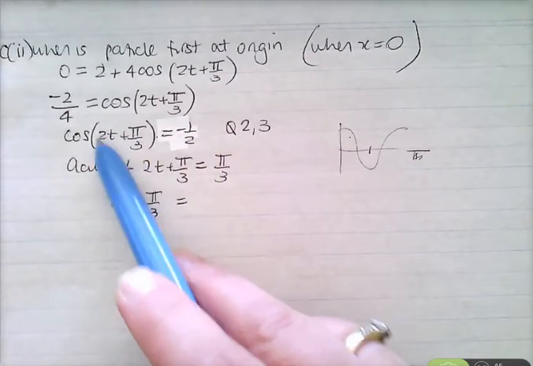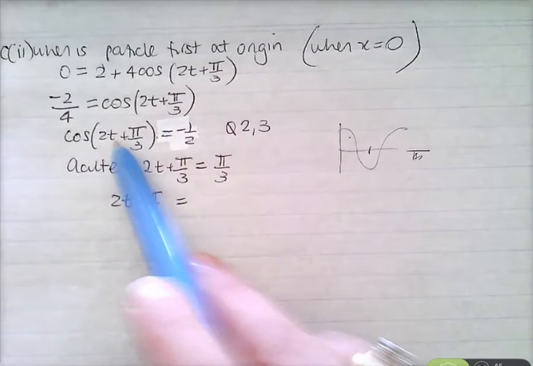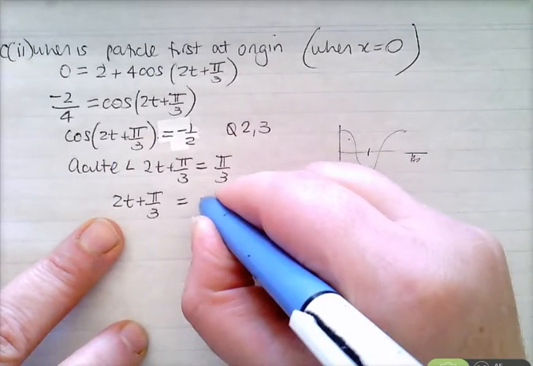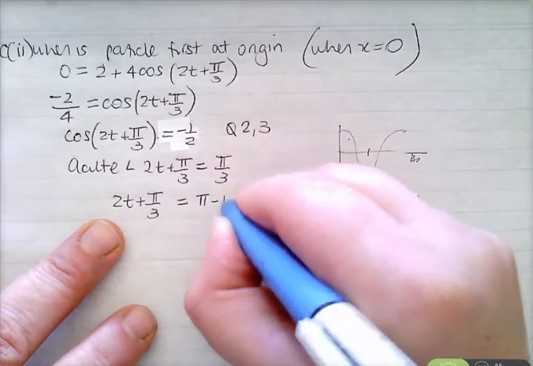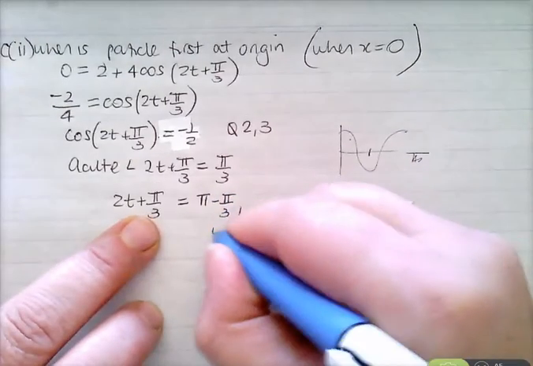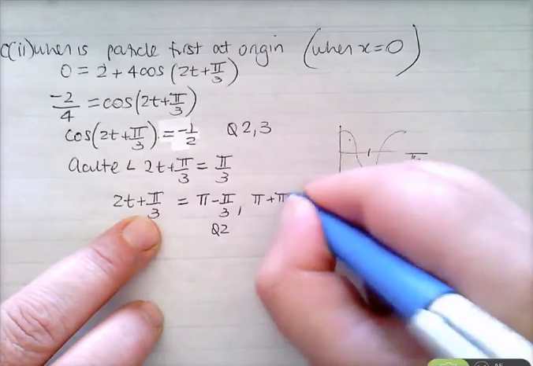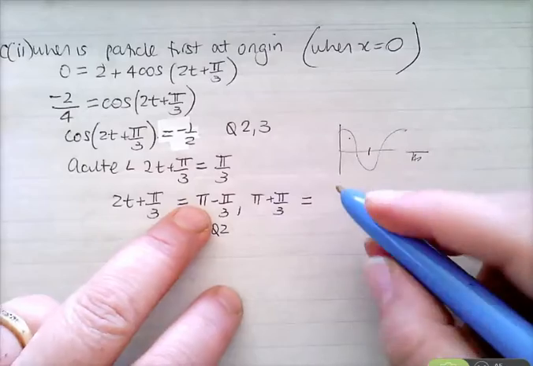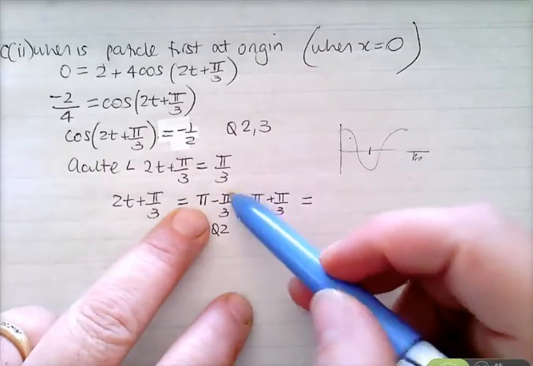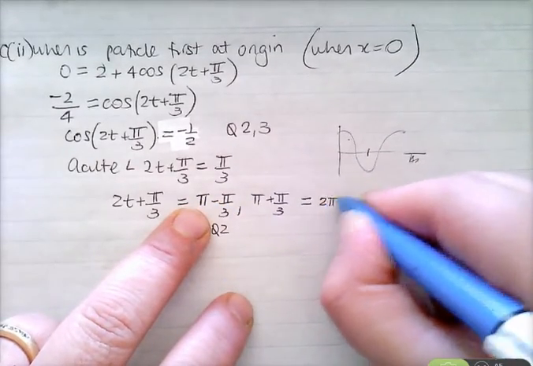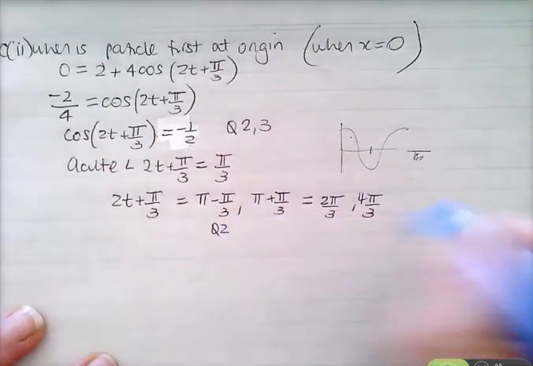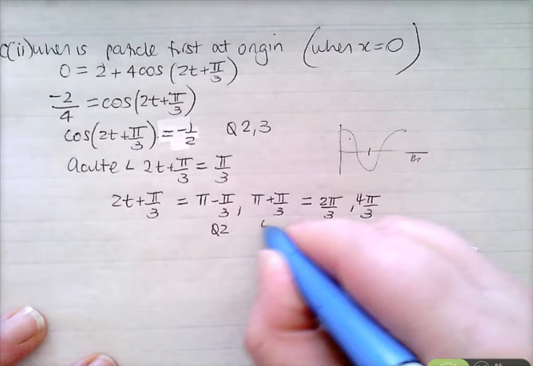We know that cos of 60 degrees is a half, or cos of pi on 3 is a half, so therefore the acute angle is pi on 3. So now we need quadrants 2 and 3. Quadrant 2 is 180 minus, which is pi minus pi on 3, and quadrant 3 is pi plus pi on 3. So we've got 1 minus a third is 2/3, 2 pi on 3, and 1 plus a third is 1 1/3, which is 4 pi on 3. But that's what 2t plus pi on 3 is.